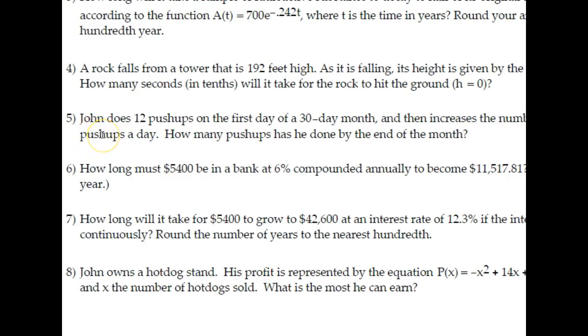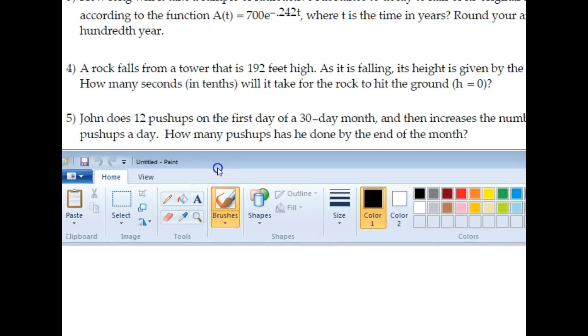In number 5 here, we have an arithmetic sequence where we start off doing 12 push-ups on the first day, and we're adding 3 every single day. So if we were writing out this sequence here, we have 12, day 2 is going to be 15, day 3 you do 18 push-ups, and so on for the whole 30 days of the month.